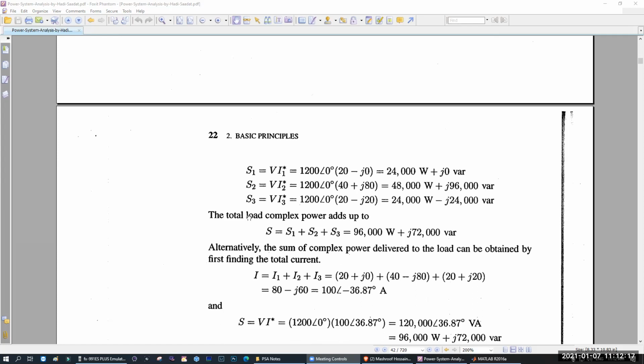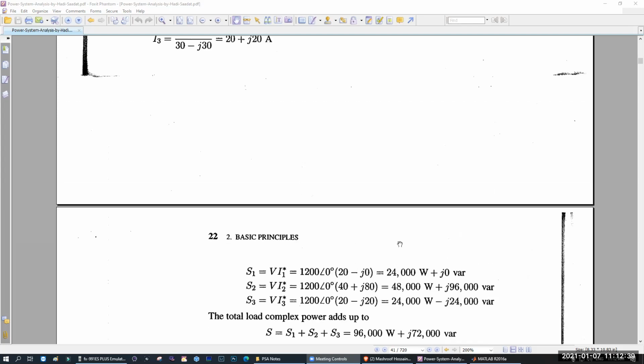Then all the total power will be added. So S is equal to S1 plus S2 plus S3. So 9600 watt plus J7200 VAR, because these will be added. So 9600 watt, and 72,000 J VAR. This is one method.